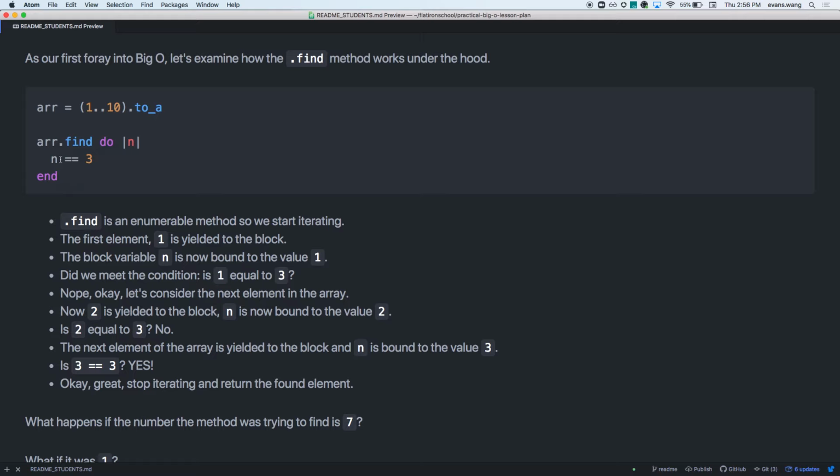Because what if we were looking for 1? In theory, it'll find it on its first hit. But what if we were looking for 10? It'll find it on the last hit. But what if we were looking for 11?